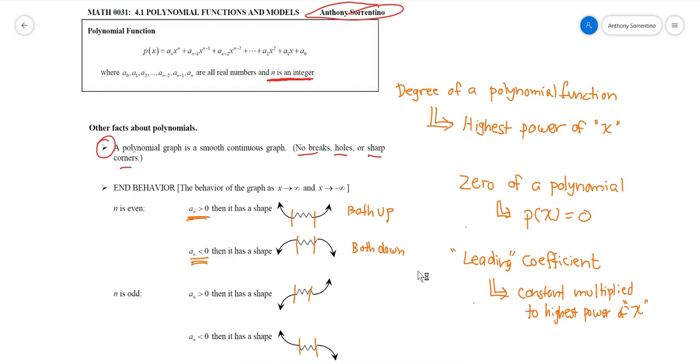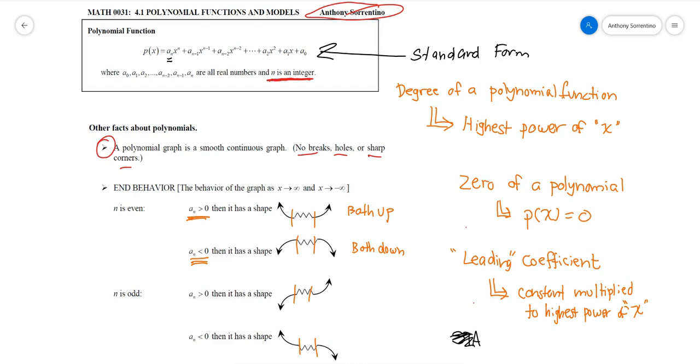Now, when we write polynomials in standard form, the standard form of a polynomial is typically written from highest power to lowest power, and that's where the word leading comes from, because this would be the leading coefficient. It's on the highest power of x that you have in your polynomial. Now, some of the functions you might be encountering may not be written in standard form, so you have to be able to recognize what the leading coefficient is.